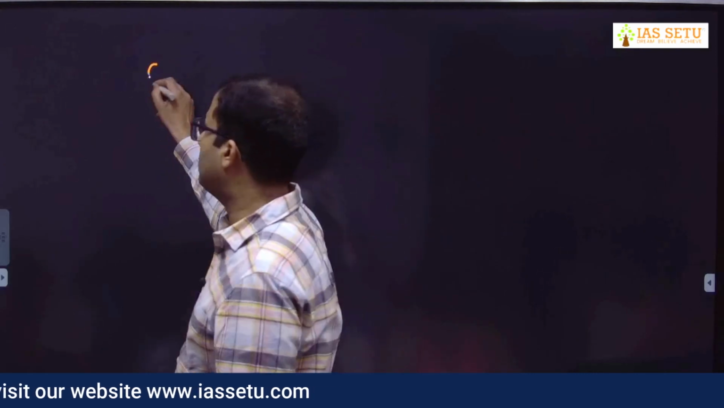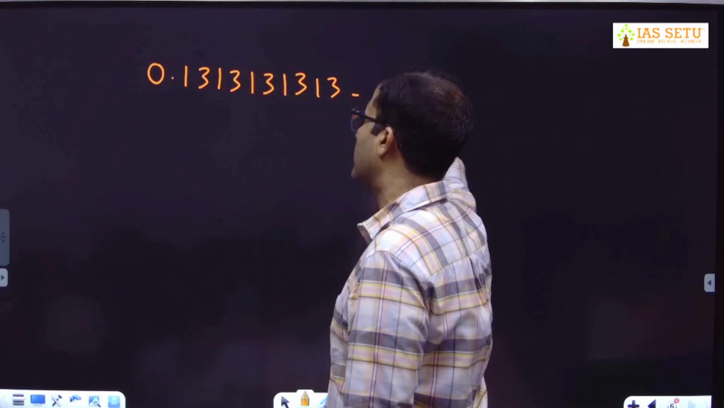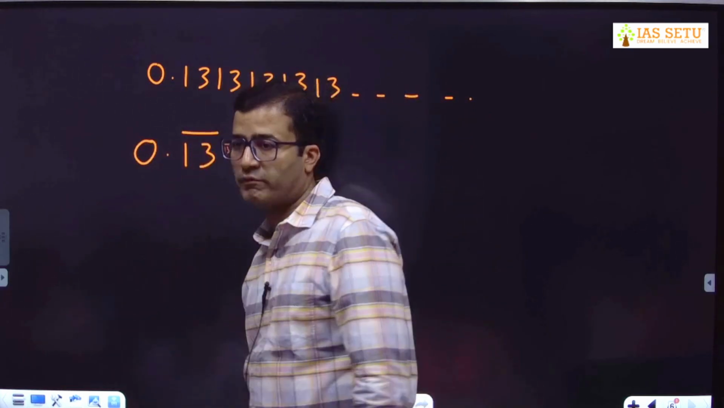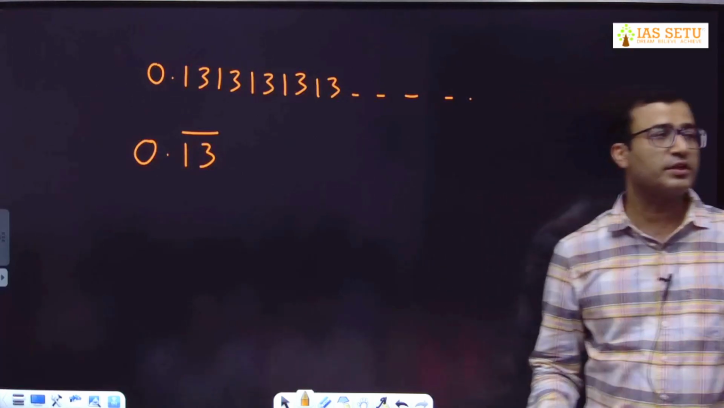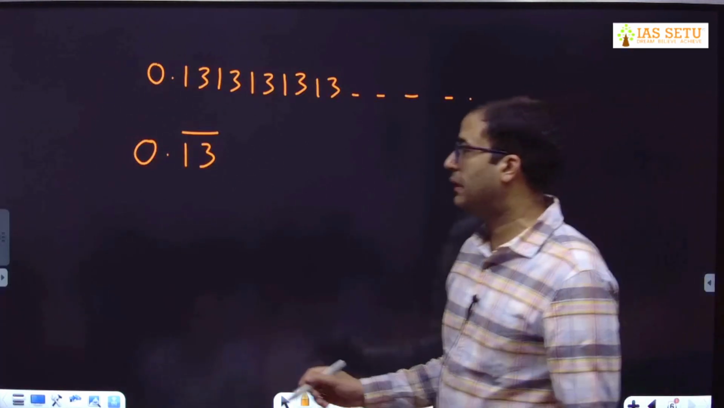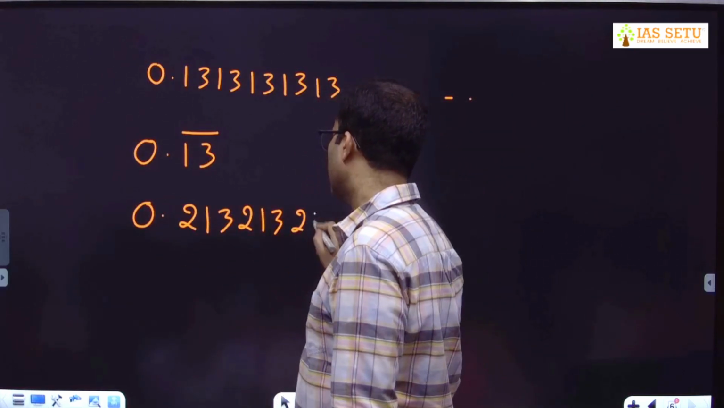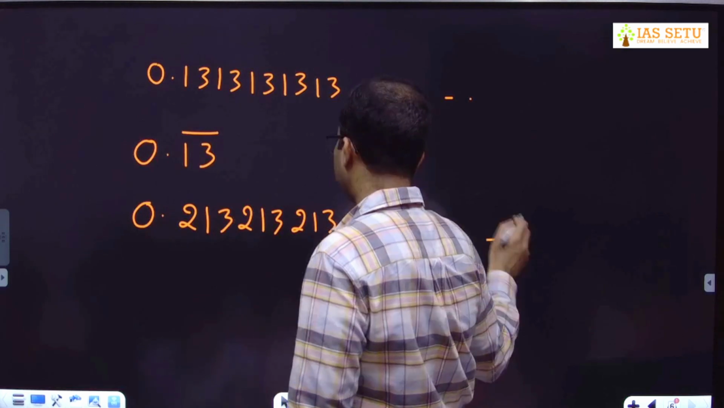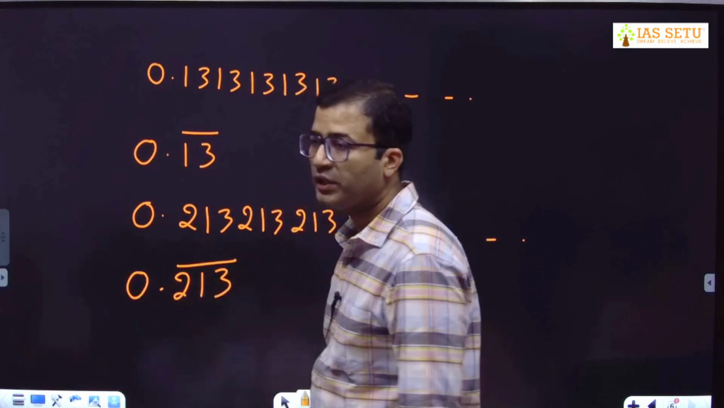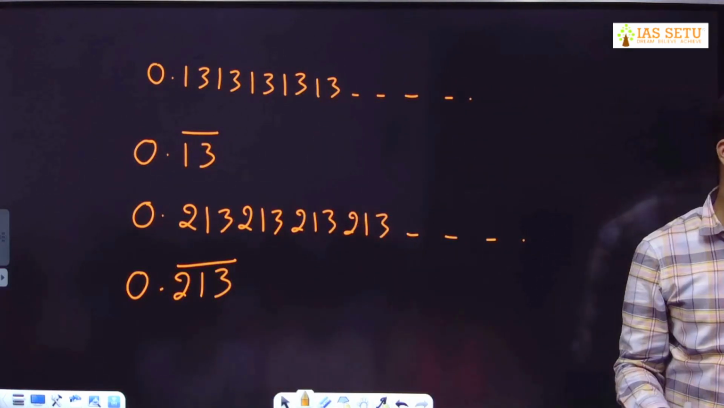Similarly, if we have 0.1313131313 and so on, here it is 0.13, and we put a bar on 13. Here this 13 reoccurs again and again. Similarly, like 0.213, 213, 213, 213 and so on, we put a bar on 213. So this 213 reoccurs again and again. These are called recurring decimals.